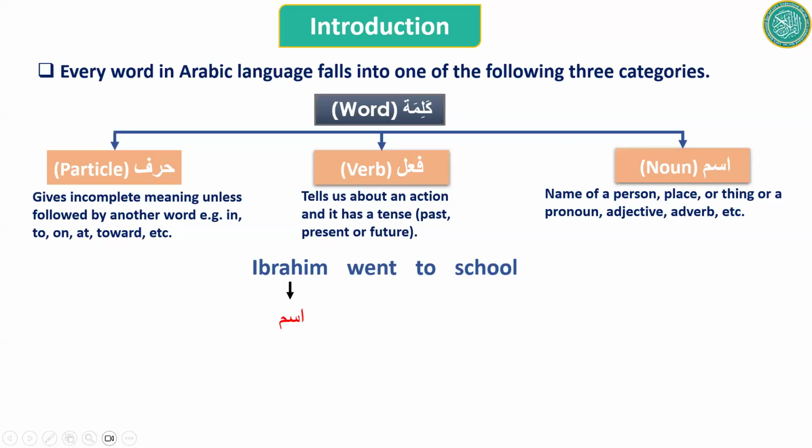How about went? Fail. Why do you call it fail? It tells about an action. Action. All right. How about to? Harf. Because it doesn't mean anything unless there is something after it. How about school? School is a noun. Or you can say ism. So we prefer the words ism, fail, and harf in this. Thank you. Good job. Thank you, brother Farooq.